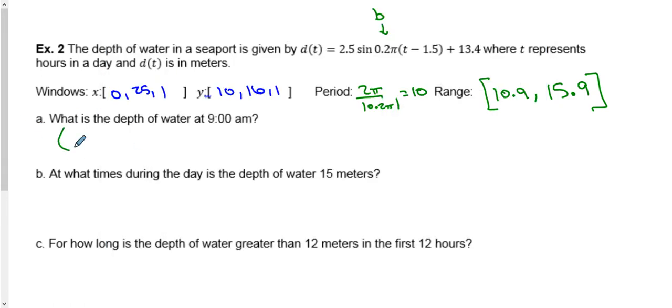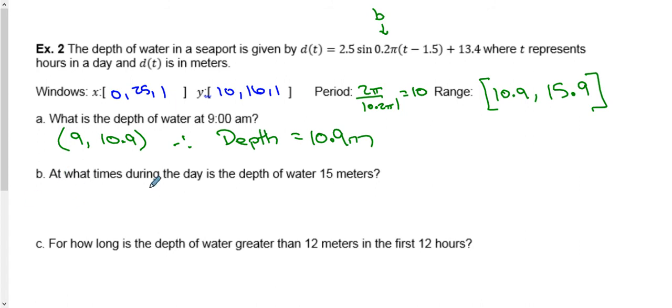So I'm going to write down my ordered pair. At 9 for x, we are at 10.9 for y. So therefore, at what depth of the water? Depth of the water is 3.9 meters at 9 a.m.